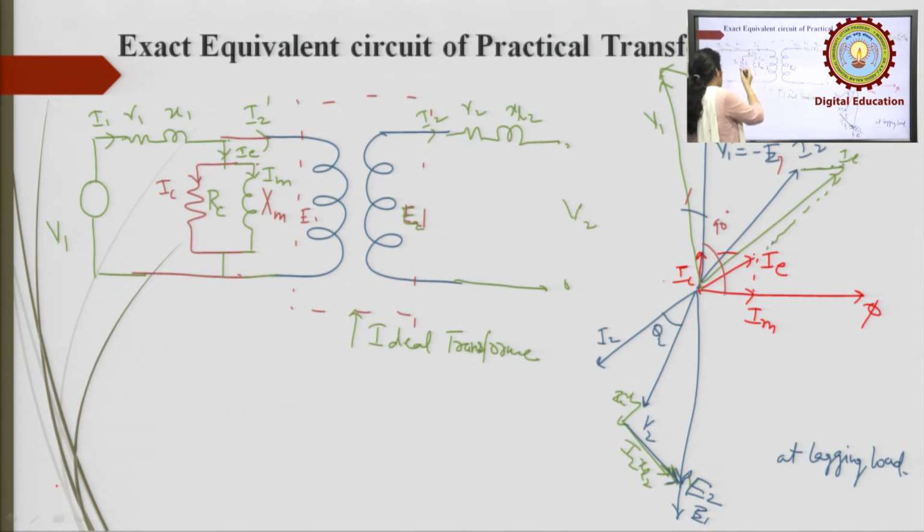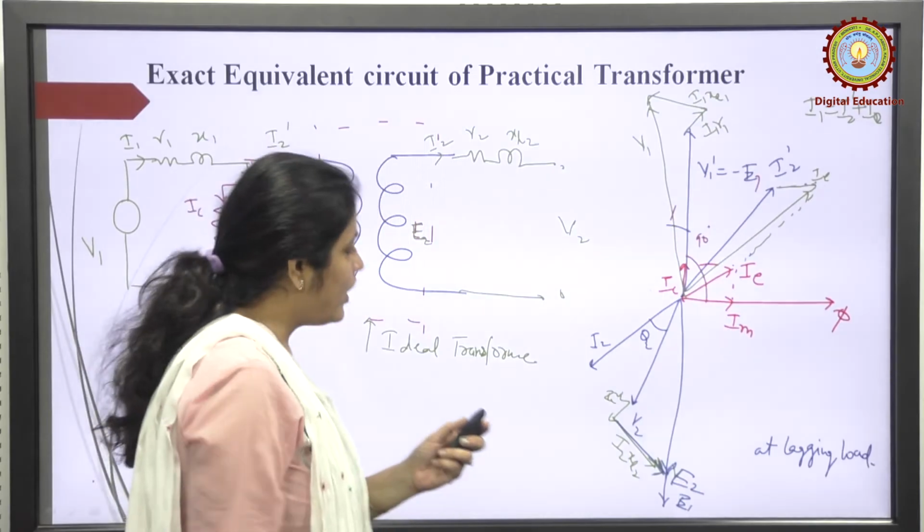Because all these quantities are on the primary side, and this R2 and XL2 are on the secondary side. So if you shift the secondary side to the primary side, the analysis becomes easier.